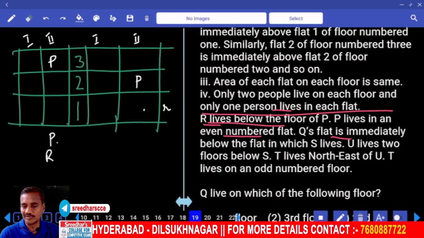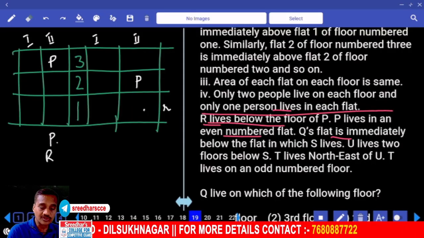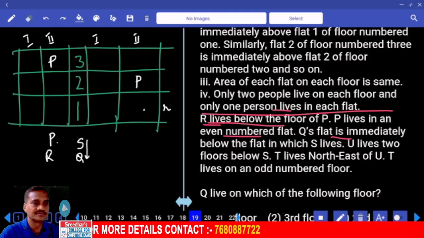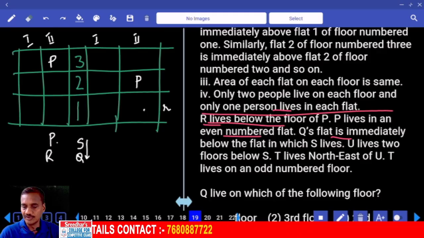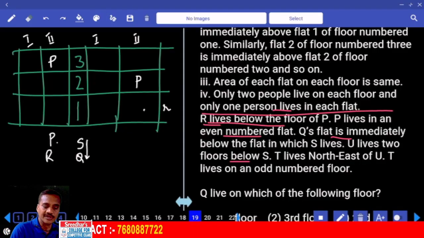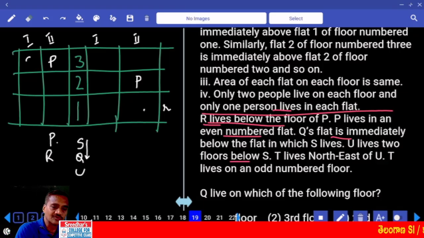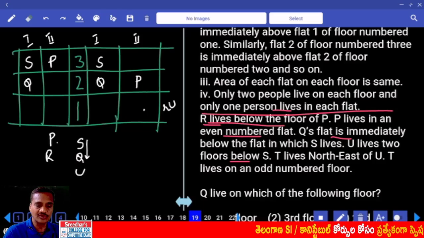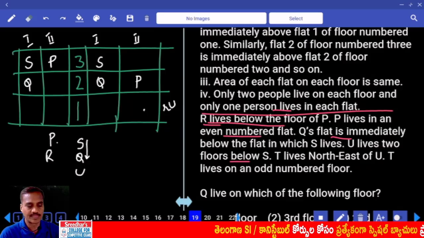Q's flat is immediately below the flat in which S lives. Now Q's flat is immediately below S. Both are living in the same flat. And U lives 2 floors below S, that means S must be on the 3rd floor. If S is on the 3rd floor, S and Q must be here. Clear? Then where should this U be? R and U must be on the first floor.